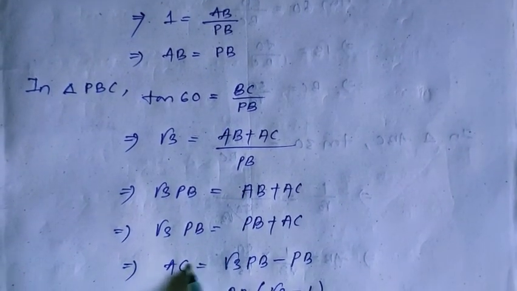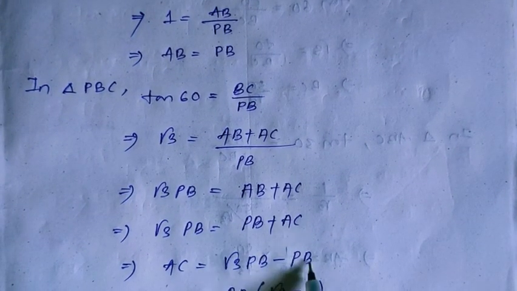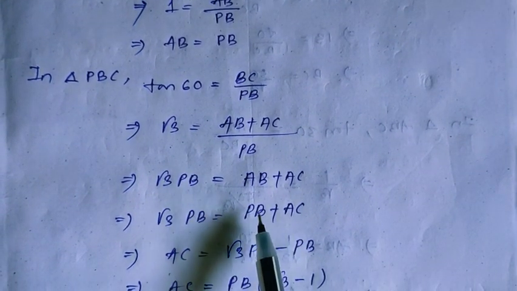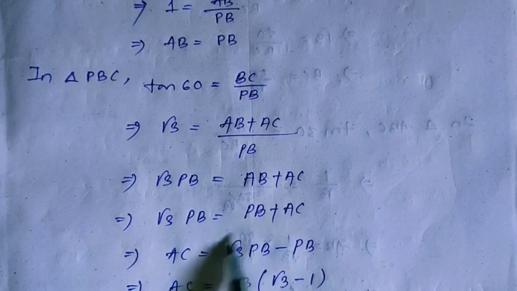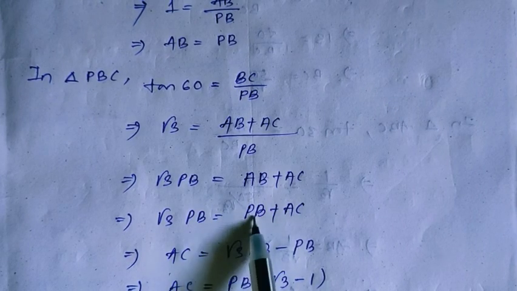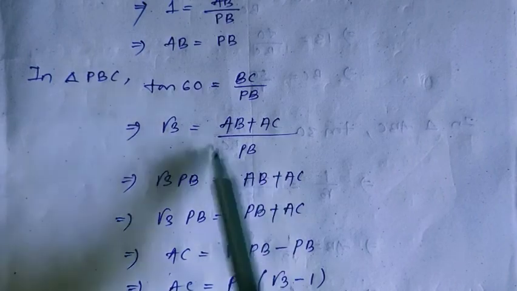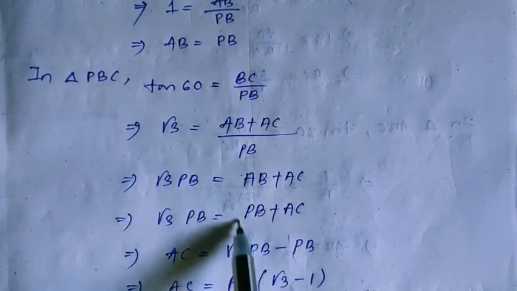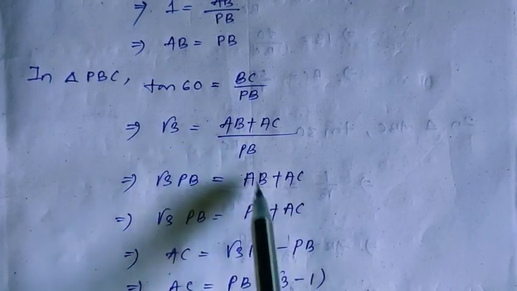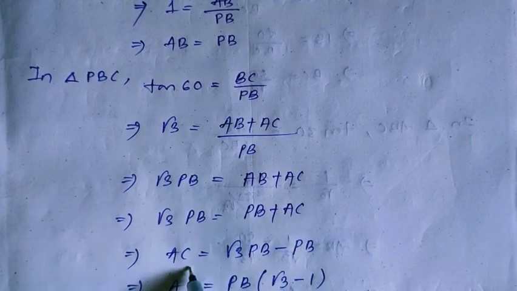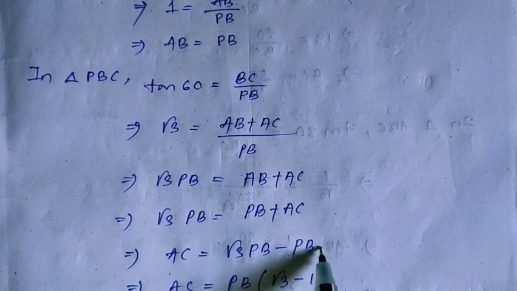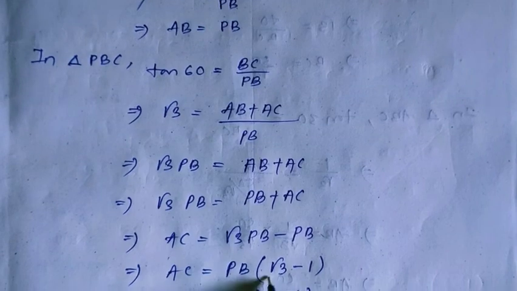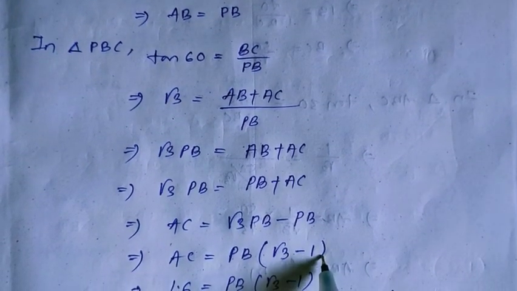So AC is equal to root 3 into PB minus PB, because we know that AB is equal to PB here. So I am putting PB instead of AB. So AC will be root 3 PB minus PB. Taking PB as common, this will be root 3 minus 1, right?